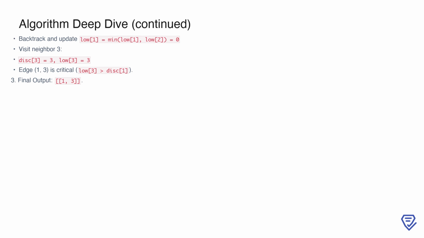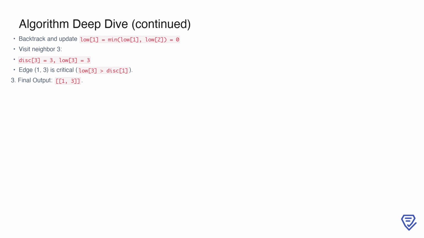Next, we explore another neighbor of node 1, which is node 3. Node 3 is assigned discovery and lowest times of 3. Here, we find that the edge [1, 3] is critical, because the lowest time of node 3 is greater than the discovery time of node 1. This means removing this edge would disconnect the graph. Finally, the algorithm returns a list containing the critical connection [1, 3]. This demonstrates how the algorithm efficiently identifies and processes critical connections in the graph, ensuring accurate results through systematic DFS traversal.